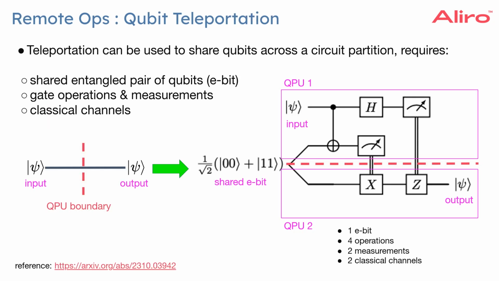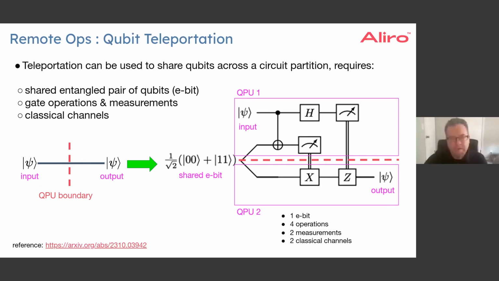As we mentioned, for DQC, we have to worry about crossing QPU boundaries. On the diagram in the middle to the left, we show a qubit moving across the QPU boundary. How can we implement this? One way is that we can leverage quantum teleportation, which is a well-known process in quantum networking for transmitting quantum information.